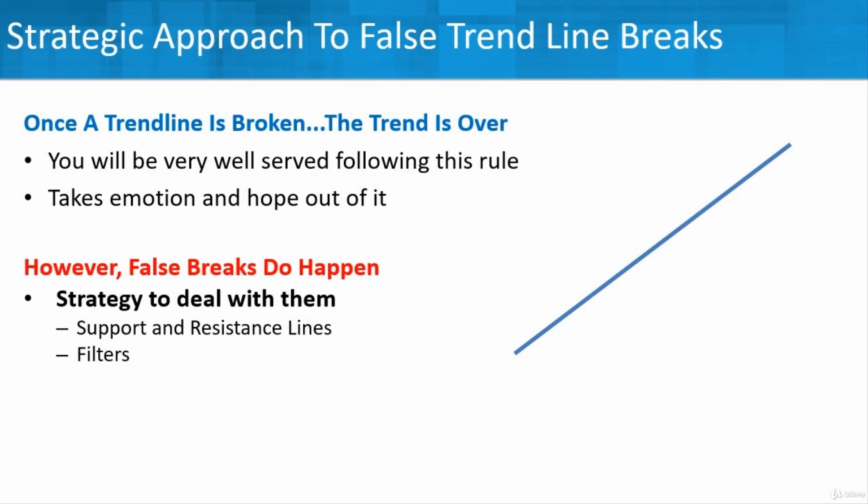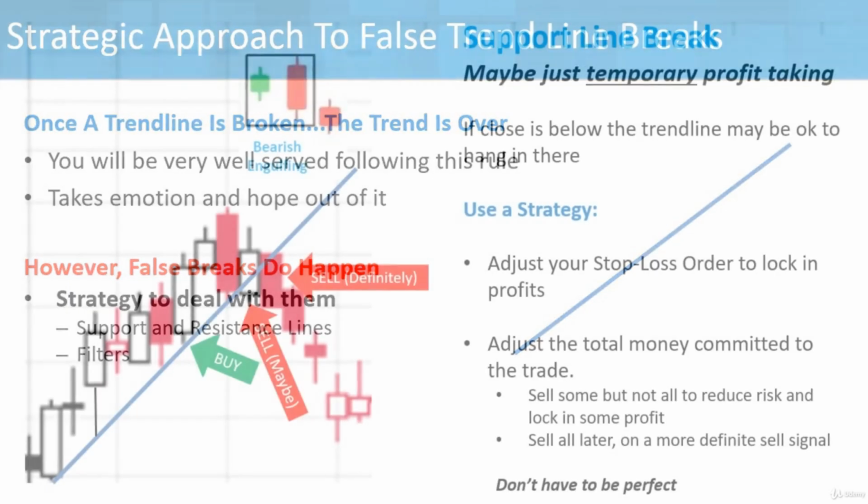And we're going to talk about how we can use support and resistance lines in terms of our strategy, but also how to apply filters around this in this lesson. So let's get into how we might be able to deal with these potential false breakouts in terms of strategy. So here's an old friend.